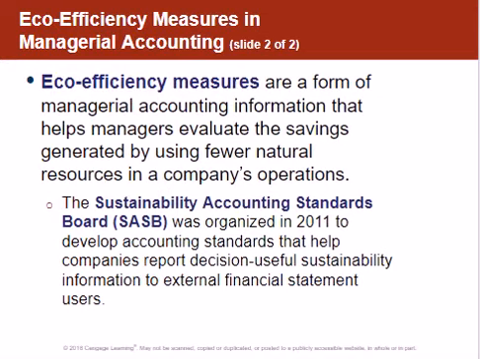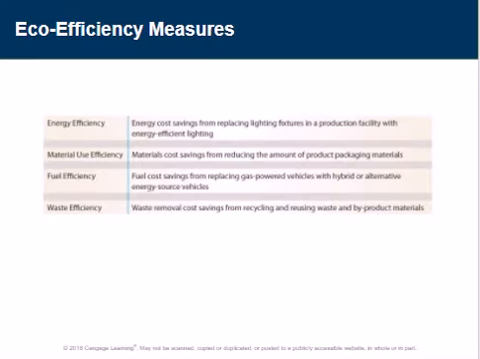Eco-efficiency measures are a form of managerial accounting information that helps managers evaluate the savings generated by using fewer natural resources in a company's operations. The Sustainability Accounting Standards Board, SASB, was organized in 2011 to develop accounting standards that help companies report decision-useful sustainability information to external financial statement users. Here is an example of eco-efficiency measures.